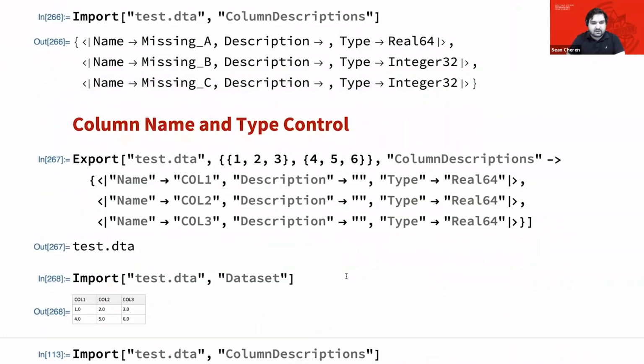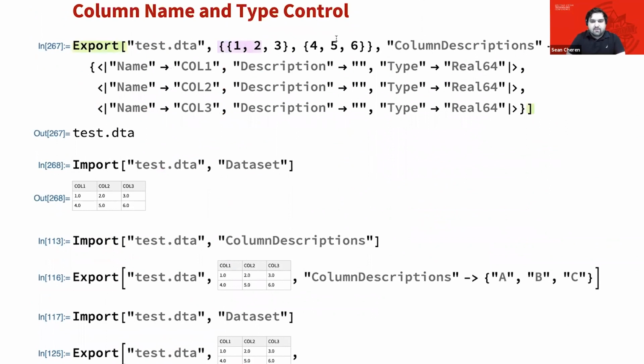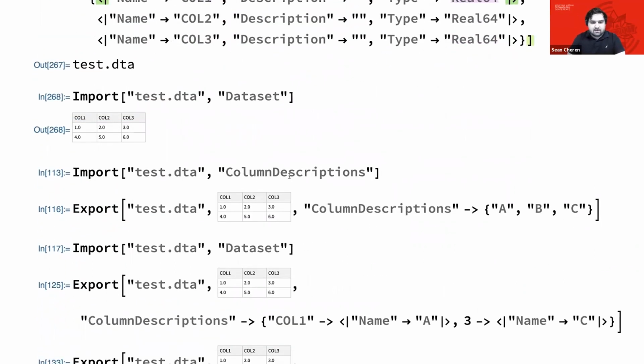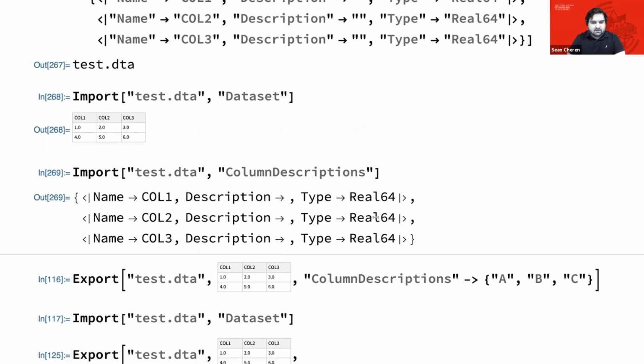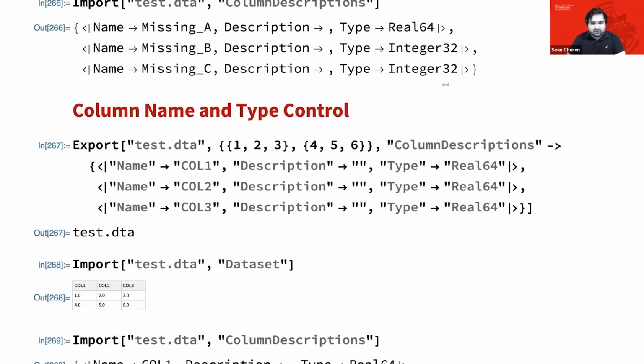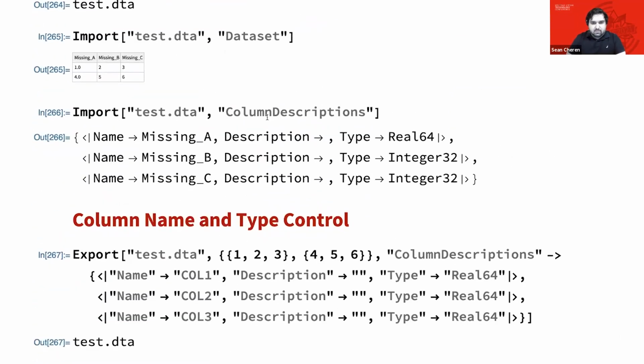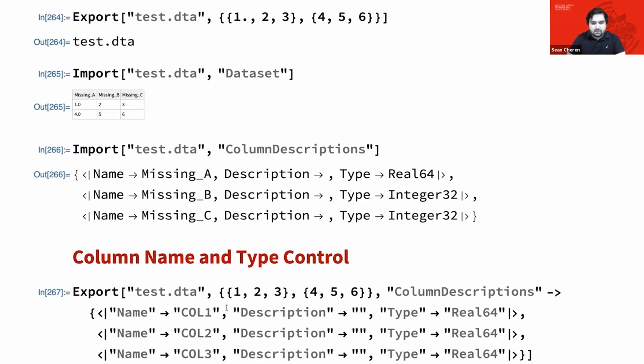And if you look at the data set, you can see that even though we provided it 2D data that wasn't named, we were able to give it a name, some description, and some type. If you look at the column descriptions here, you'll see that these things all ended up being real 64, even though we had input originally only integer data.